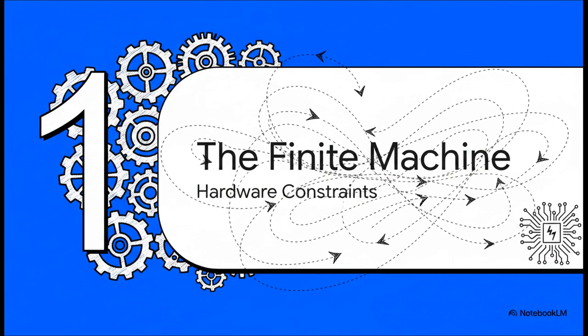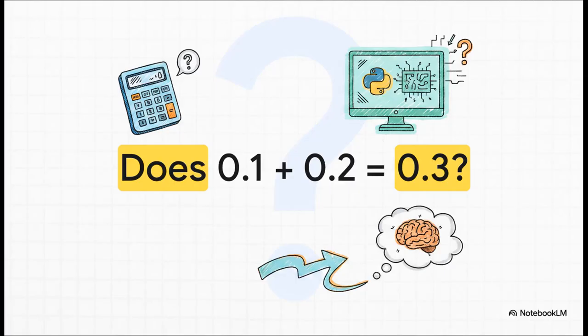This is really the core thesis of this entire explainer. So does 0.1 plus 0.2 equal 0.3? I mean, it's basic elementary school math, right? Okay, let's dive into this, because if you type this exact equation into a programming language like Python, the answer it spits out might honestly make you question your sanity.